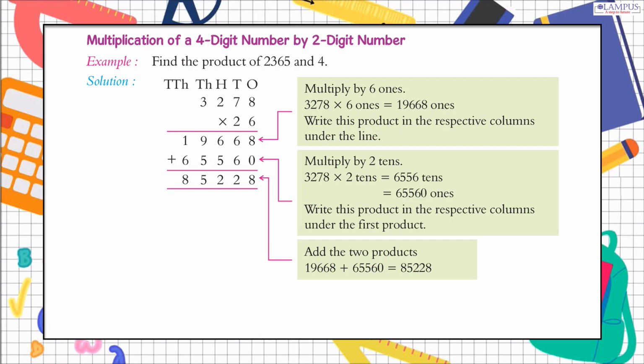Multiply by 2 tens. 3,278 times 2 tens equals 6,556 tens equals 65,560 ones. Write this product in the respective columns under the first product. Add the two products. 19,668 plus 65,560 equals 85,228.